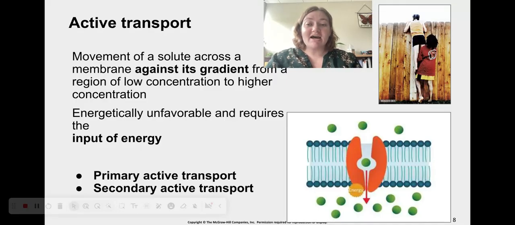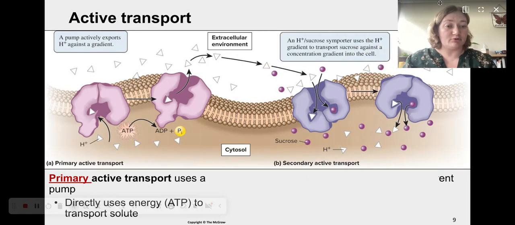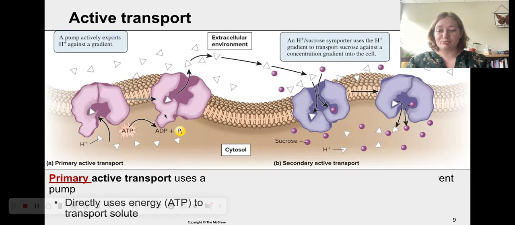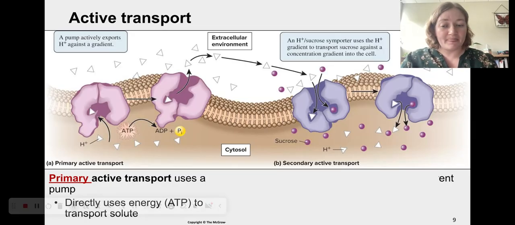Now, there are two different types of active transport. There's primary active transport, and there is secondary active transport. Both require energy, but in different ways. All right, let's look at primary active transport first. So primary active transport uses a pump, right? It uses a transmembrane protein that's kind of like a pump, and it requires energy.